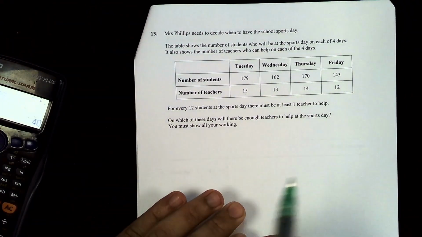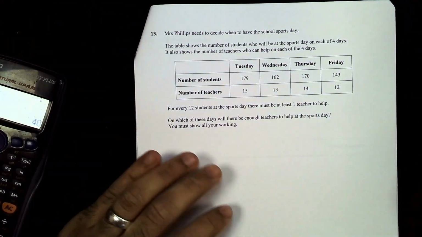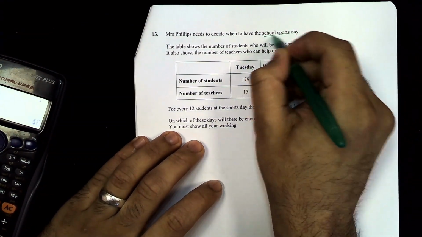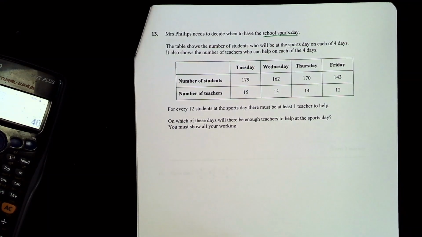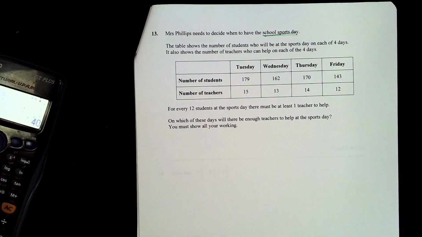Question 13. Mrs. Phillips needs to decide when to have the school sports day. Oh, the joy! Sports days, yay. The table shows the number of students who will be at the sports day on each of 4 days. It also shows the number of teachers who can help on each of the 4 days. For every 12 students, there must be at least one teacher to help. On which days will there be enough teachers to help out at the sports day?